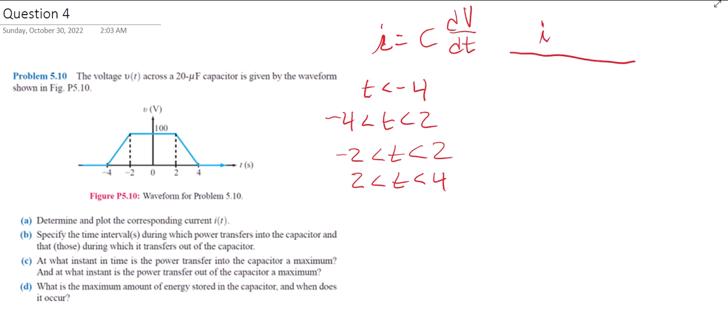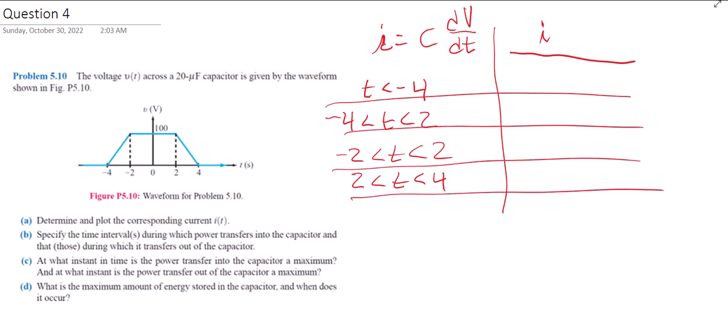So our current is going to be the capacitance times the slope. Well, the slope is 0 for t less than -4, for t greater than 4, and between -2 and 2. So for those, that's just C times 0 equals 0 amps, and C times 0 equals 0 amps, and C times 0 equals 0 amps. So no work to be done there.